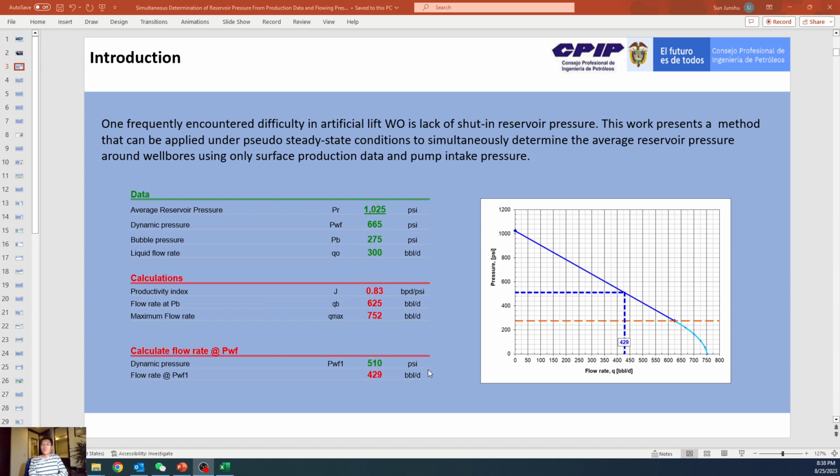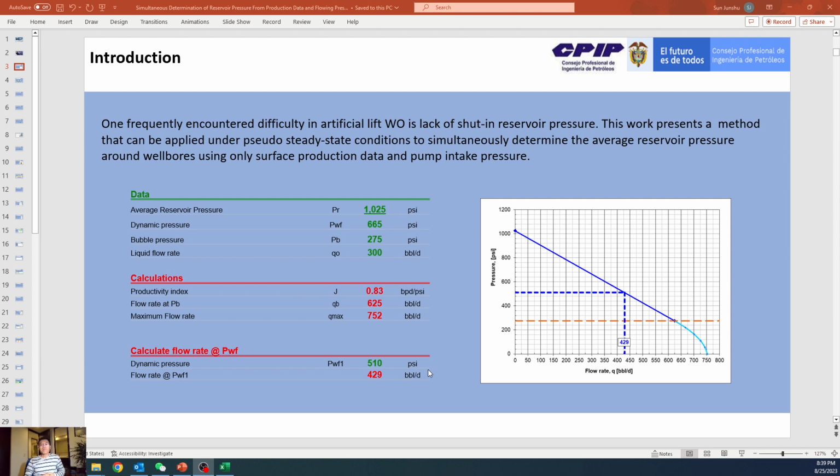This work presents a method that can be applied under pseudo-steady state conditions to simultaneously determine the average reservoir pressure around well bores using only surface production data and pump intake pressure. As we all know, if the average reservoir pressure is not accurate, this could lead to the improper design of ESP and other artificial lift tools.